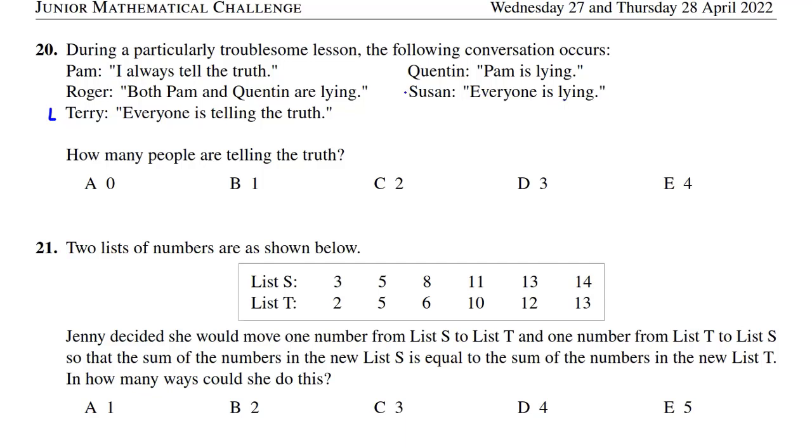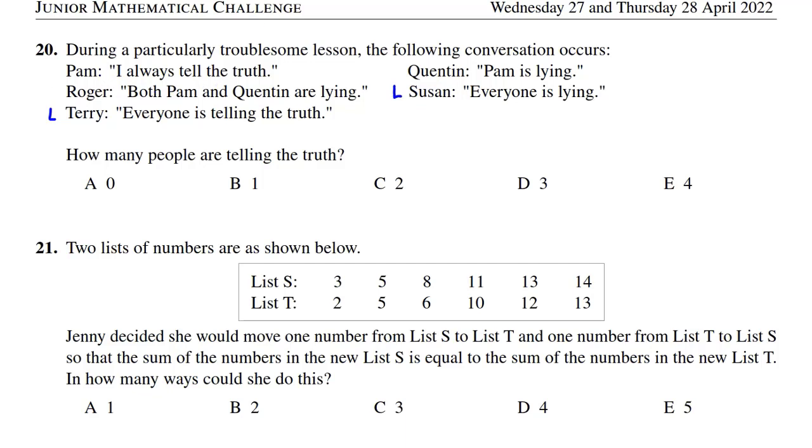Okay, now Susan says everyone is lying. If she tells the truth, all others should be lying. And then Roger says both Pam and Quentin are lying. Then Roger tells the truth, and it's a contradiction because she should lie. So Susan is lying. Okay, because we said if she tells the truth, then all others are lying, and then we have a contradiction with Roger, Pam, and Quentin, because Roger is telling the truth, but she's a liar. Now Susan is also a liar.